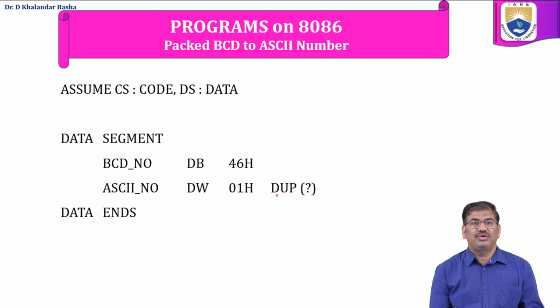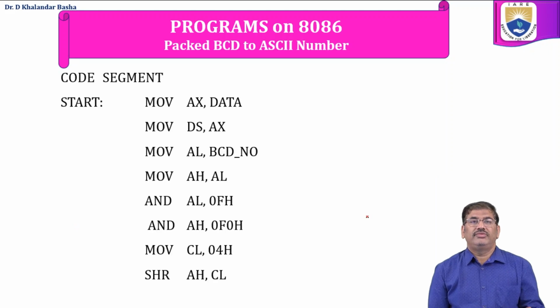For that we are going to use DUP. We are requesting only one memory location, which is of 16 bit size. The question mark indicates it is uninitialized. Then we will end the data segment by using the ENDS directive, preceded by data. Now we will start the code segment by using the SEGMENT directive, as it belongs to the code segment, start. First we will load the data segment address into the DS register by using MOV AX, data followed by MOV DS, AX.